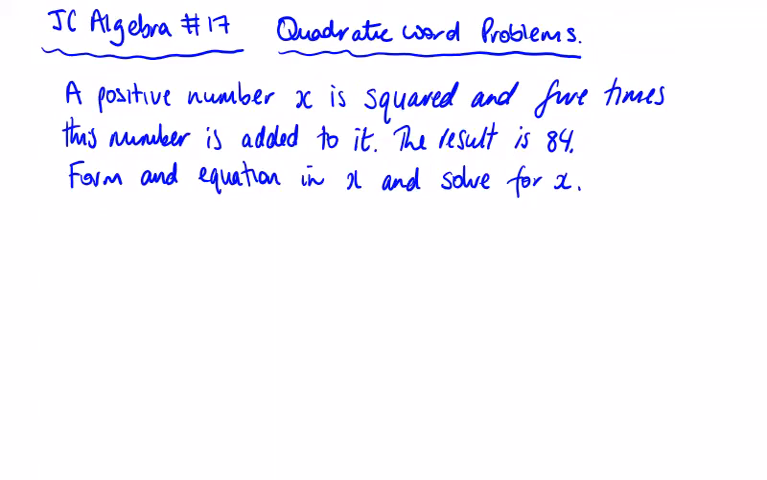In this video, we look at some quadratic word problems. So first example, a positive number x is squared and 5 times this number is added to it. The result is 84. Form an equation in x and solve for x.